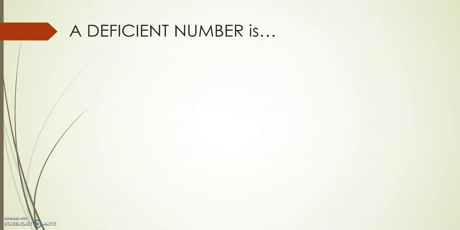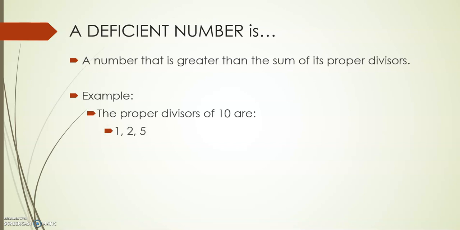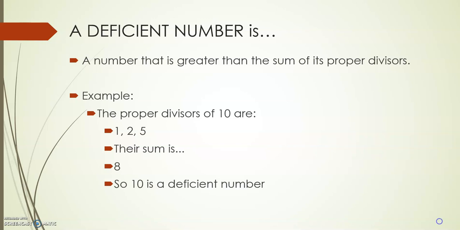A deficient number is a number that is greater than the sum of its proper divisors. Example, the proper divisors of 10 are 1, 2, and 5. Their sum is 8. So 10 is a deficient number.